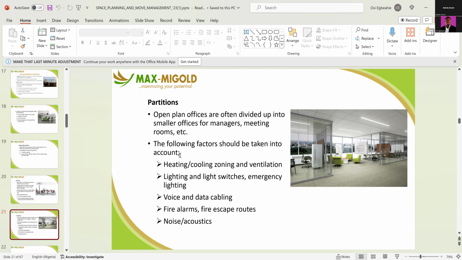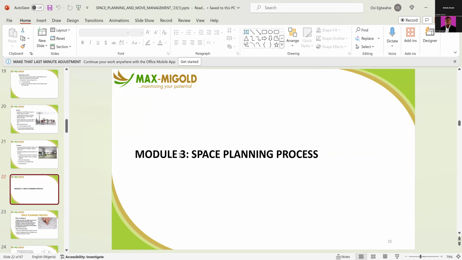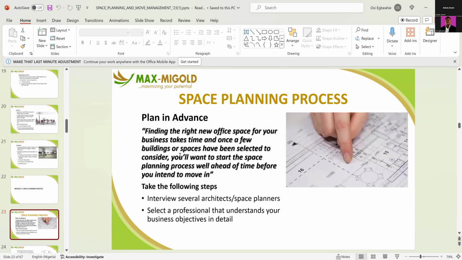And also, you need to look at the sound and acoustics. You must be able to manage the sound attenuation inside the partitioned office, so that when someone in a partitioned office is having a meeting or discussions, every other person in the open office will not be hearing the discussion. So the office must be padded in such a manner that it has a little bit of sound insulation. We're looking at the next one.